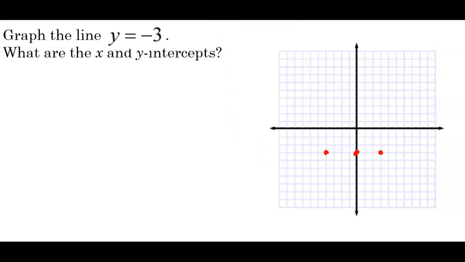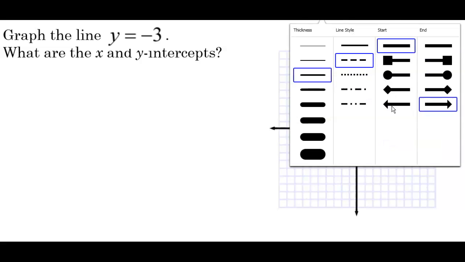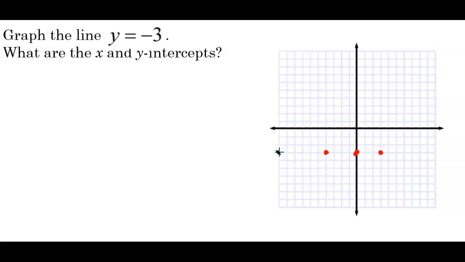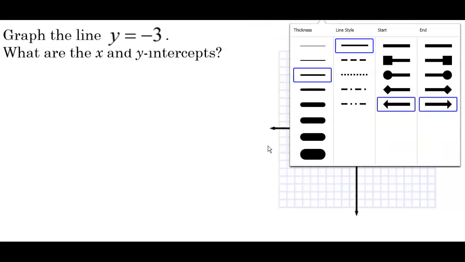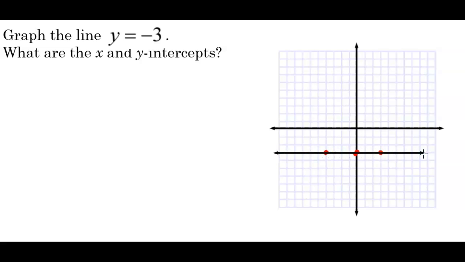And if we plot all of those points, the line that we would wind up getting is going to look like this. Oh, didn't want it to be dashed. Let's fix that. The line we're going to get looks like that. So that's the graph of the equation y equals negative 3. So this is a horizontal line, a line that's parallel to the x-axis. So the follow-up question is, what are the x and the y-intercepts?